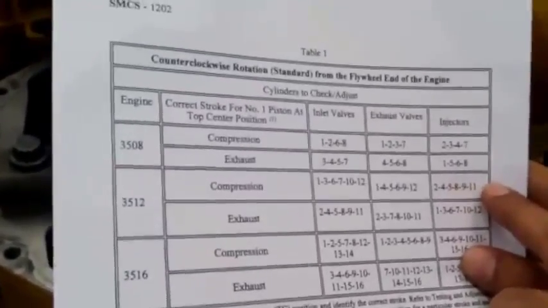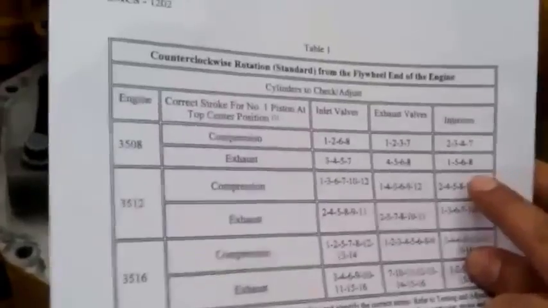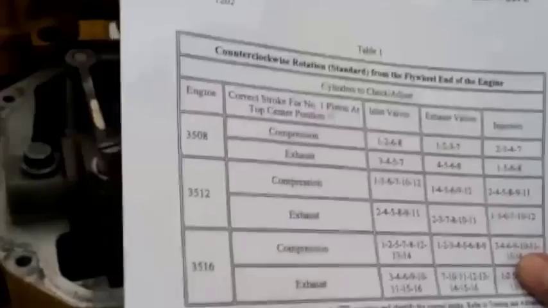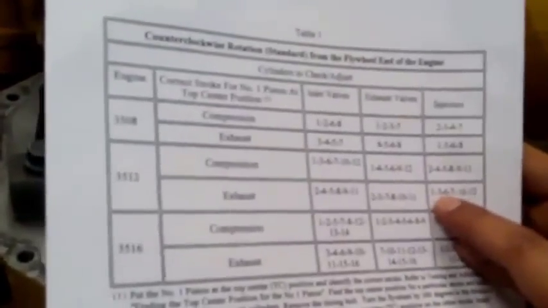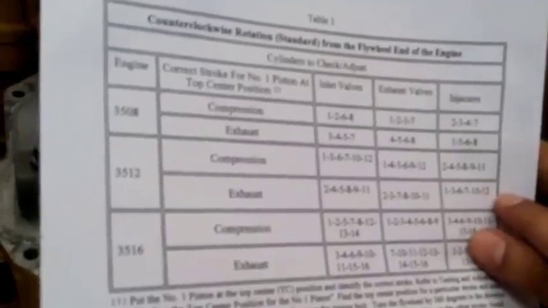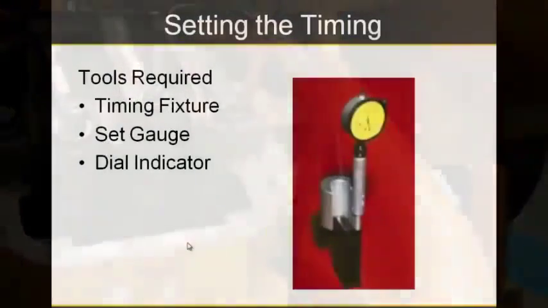9, 11 injector. After doing the timing for these injectors, I need to rotate the engine 360 degrees. When I am rotating the engine 360 degrees, it will come into the exhaust stroke. At that time I can do the injector timing for 1, 3, 6, 7, 10, 12 injectors.